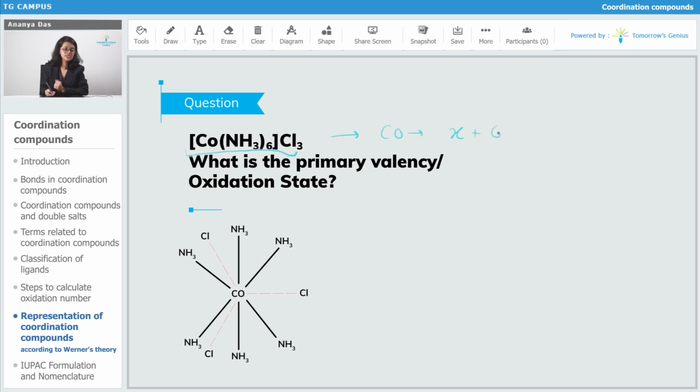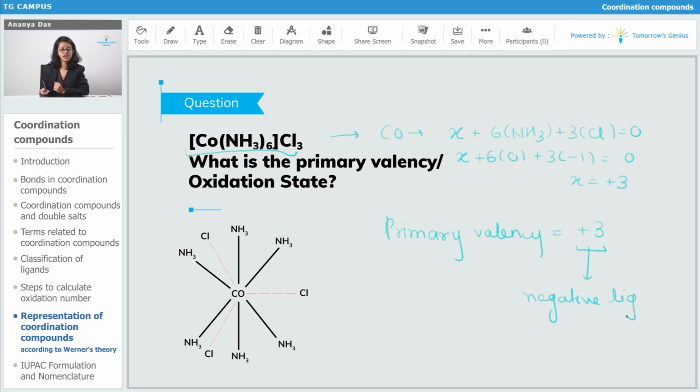So X plus 6 times NH3 plus 3 times chlorine will be equal to 0, because the charge on the overall complex is 0. So X plus 6 into 0 plus 3 into minus 1 is equal to 0, which gives you X equal to plus 3. So the primary valency is plus 3 and it is satisfied by negative ligands, that is, the chlorine is going to satisfy the primary valency.